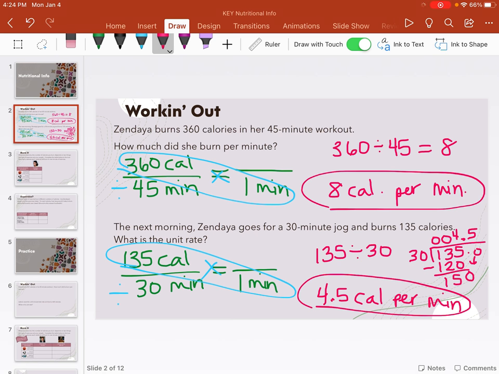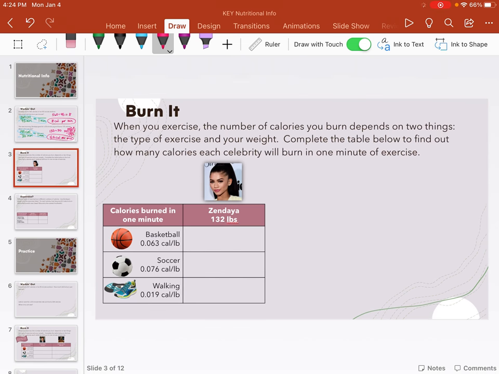Okay, so here we were finding the unit rate. When we move to burn it, now we're not finding the unit rate, we're actually going to use the unit rate to find other things. So it says, when you exercise, the number of calories you burn depends on 2 things, the type of exercise and your weight. So we're going to complete the table below to find out how many calories this celebrity will burn in 1 minute of exercise. Okay, so I have Zendaya here. She weighs 132 pounds, so we're going to use her weight to help us figure out how many calories per minute she's going to burn playing basketball, soccer, and walking.